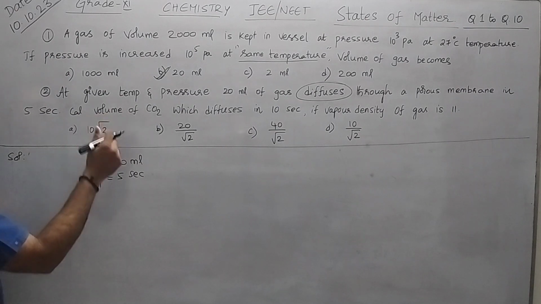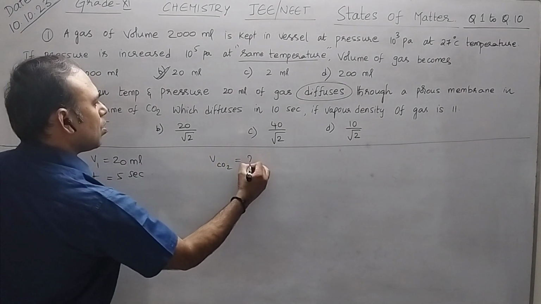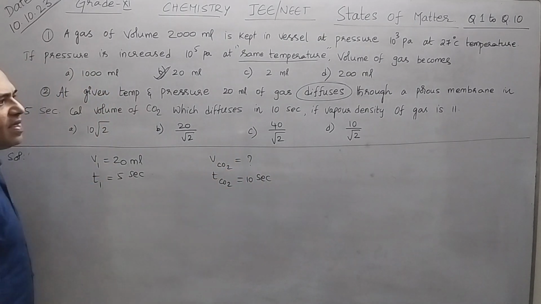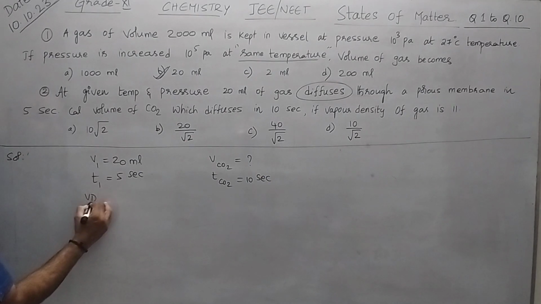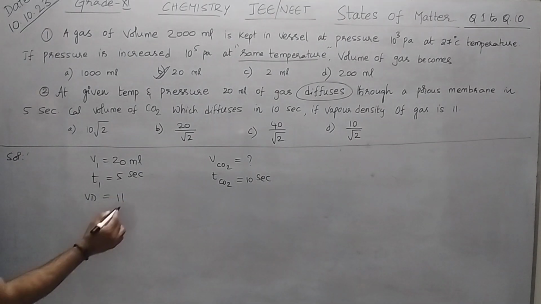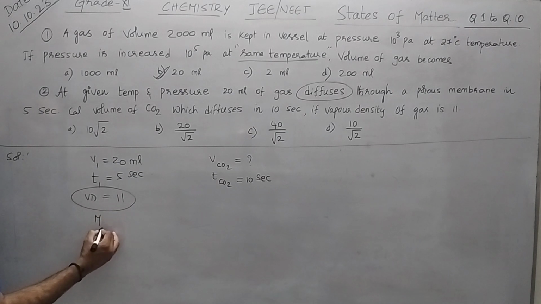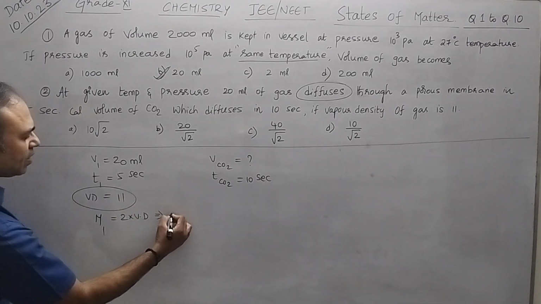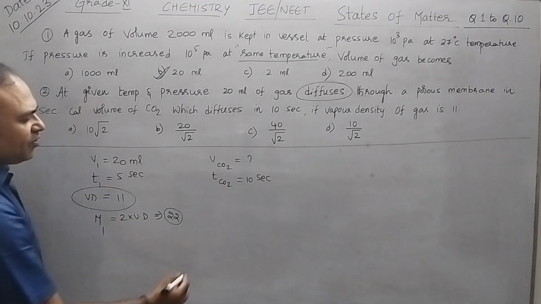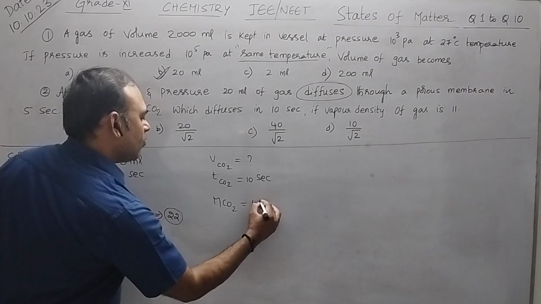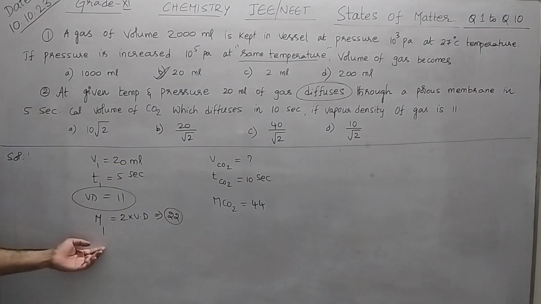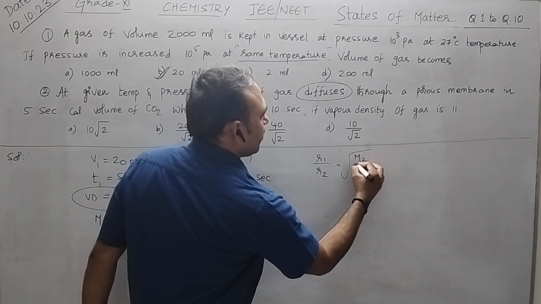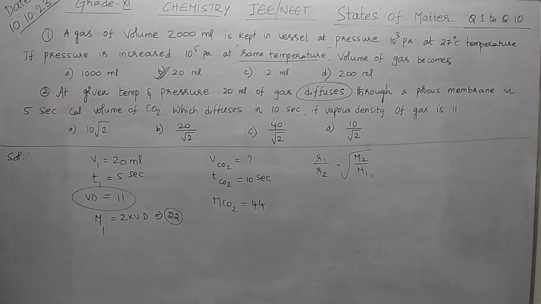What they have mentioned is find the volume of CO2 and the time taken by CO2 to diffuse is 10 seconds, and they have mentioned the vapor density of gas is 11. So if they give you vapor density, what you need to calculate? Molecular mass. What is the molecular mass? 2 into vapor density, nothing but 2 into 11, you will get 22. And we know what is the molecular mass of CO2? 44. Using this, we can apply Graham's law of diffusion. R1 by R2 is equal to root of M2 by M1. Now you can calculate what is rate.